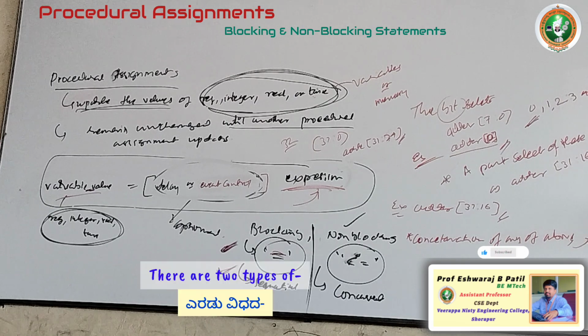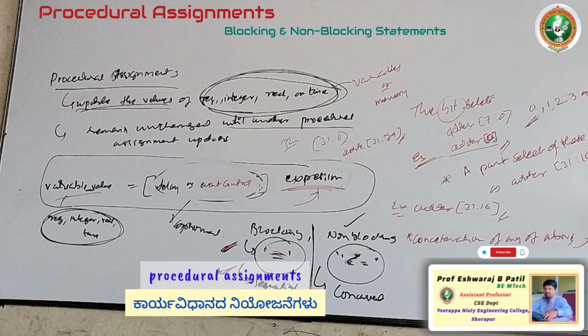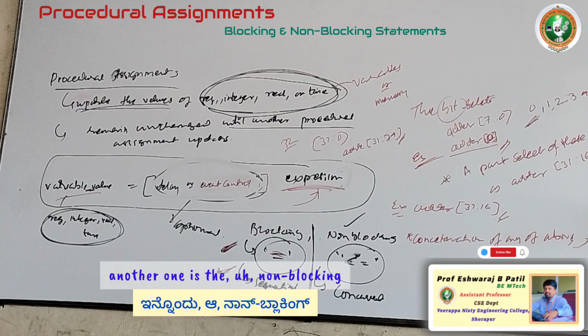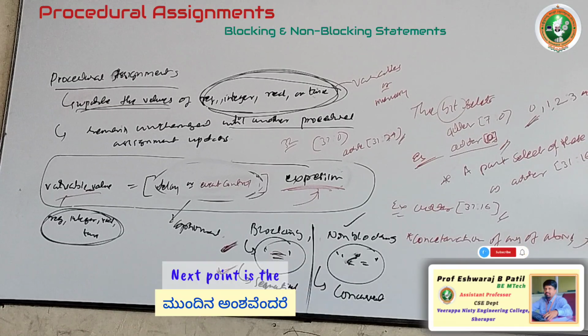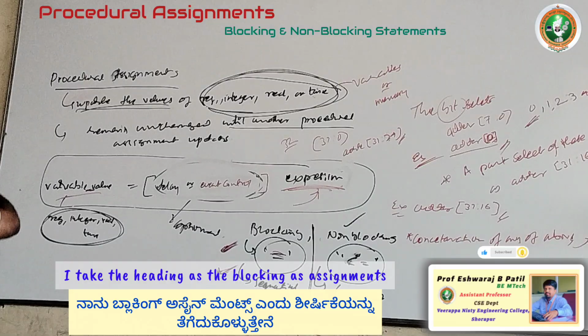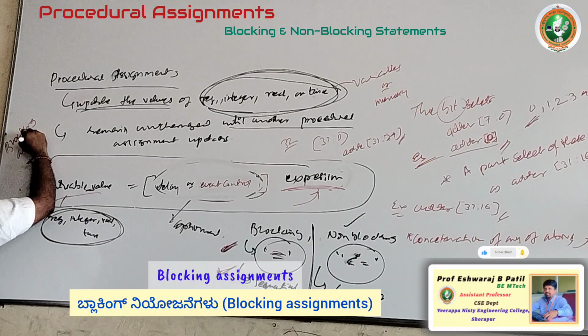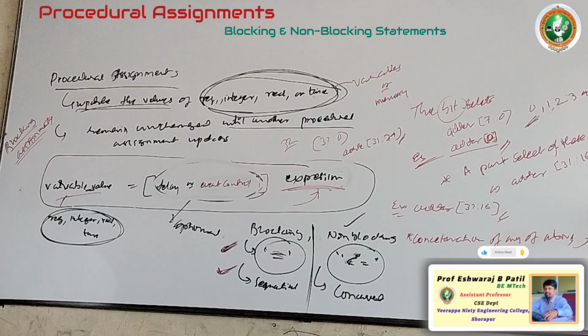There are two types of procedural assignments. One is blocking, another one is non-blocking. Consider the blocking assignments. Next point, take the heading as blocking assignments.